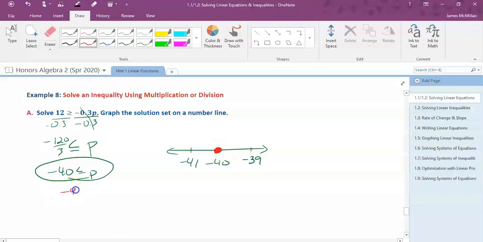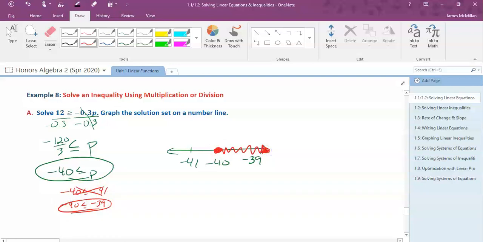And which number is going to fit? Is negative 40 less than or equal to negative 41? Or is negative 40 less than or equal to negative 39? Negative 40 is less than negative 39. And so our shading will go towards the negative 39.